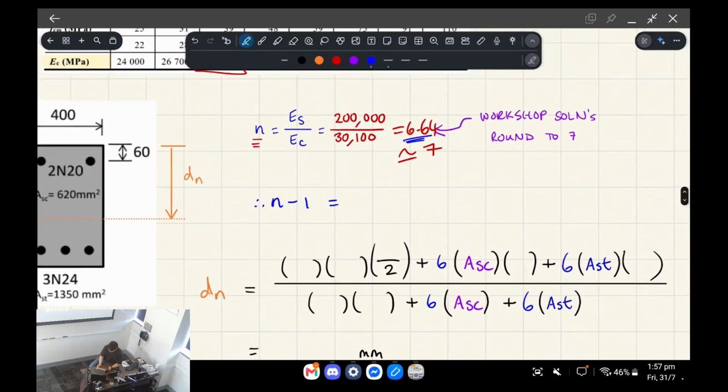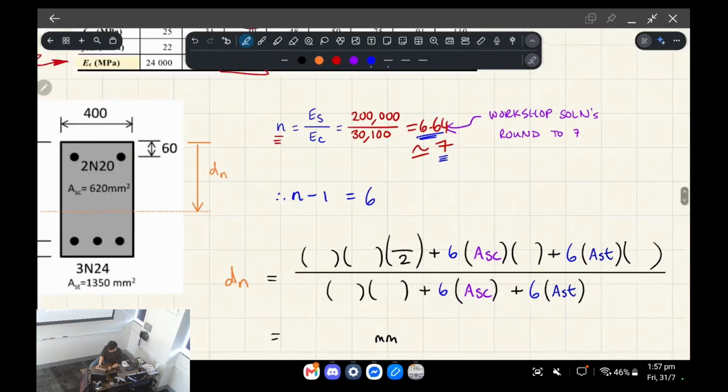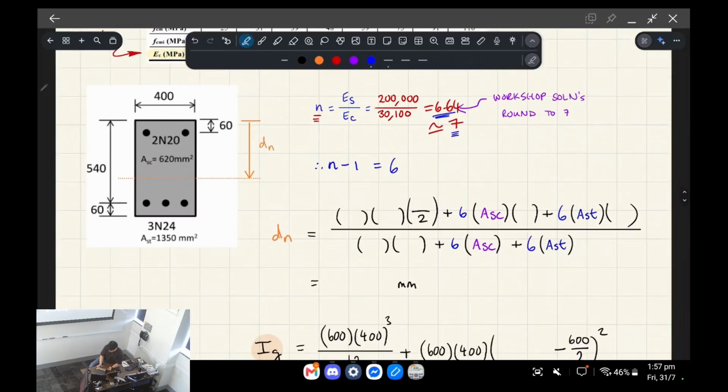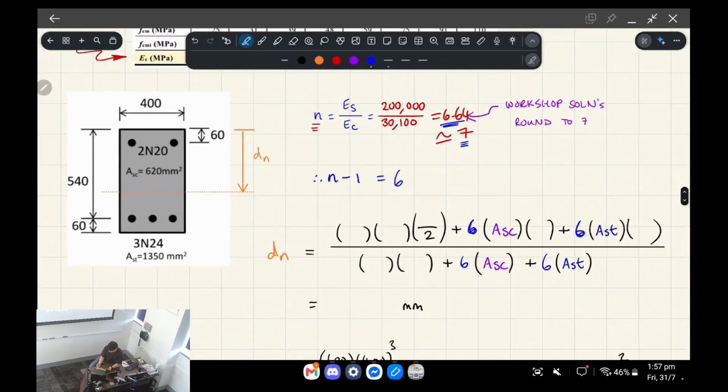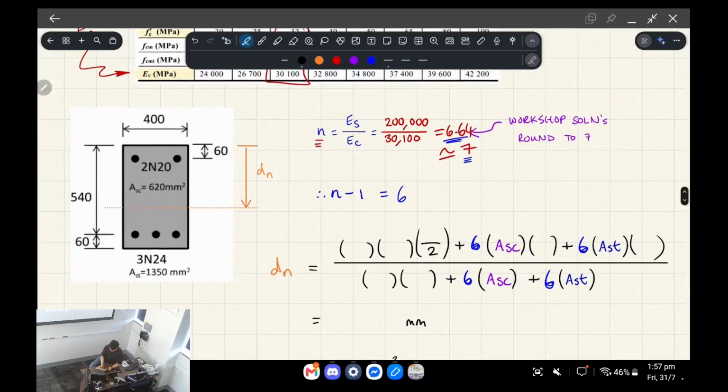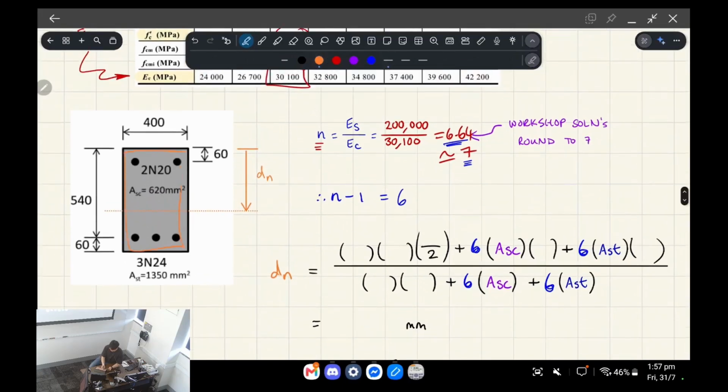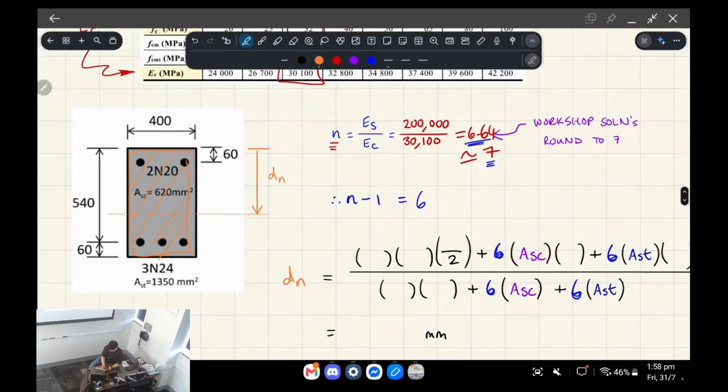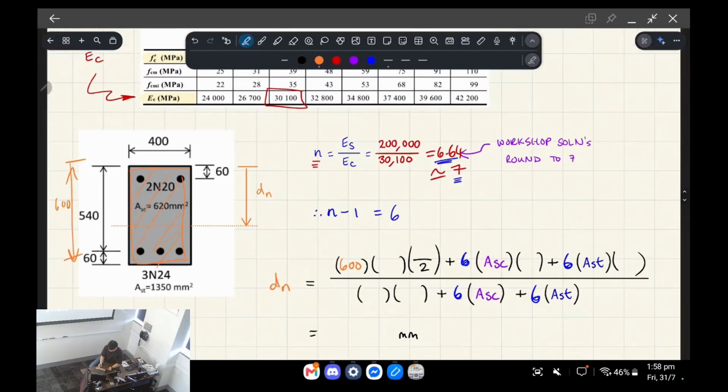Okay. Anyway, so the workshop takes it as 7 for n, and so n minus 1 is going to be 6. And if you remember the modular ratio method, we're going to use 6, n minus 1, in front of all the terms for the steel, okay? All right, so for the concrete, this rectangle, we want to find the centroid for this shape. So we take the rectangle, which is 600 mil deep, so D is equal to 600, and it's 400 wide, so B is 400.